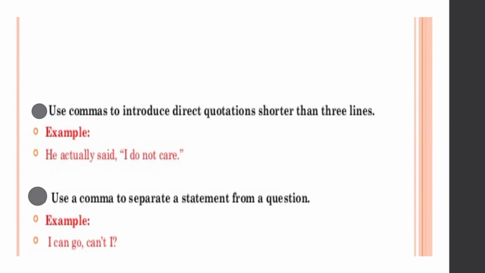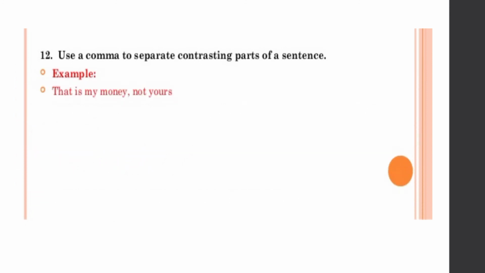Use commas to introduce direct quotations shorter than 3 lines. Example, he actually said, I do not care. Then use a comma to separate a statement from a question. Example, I can go, can't I? So these are the places where you have to use a comma.